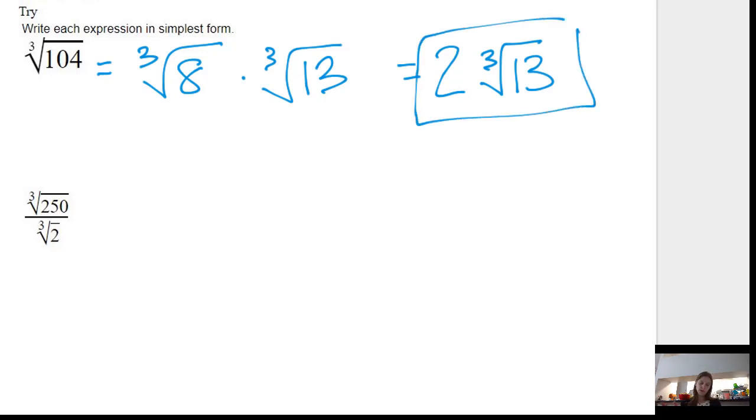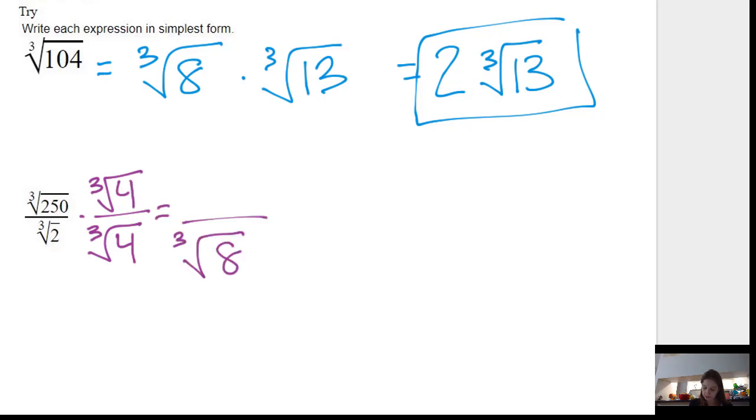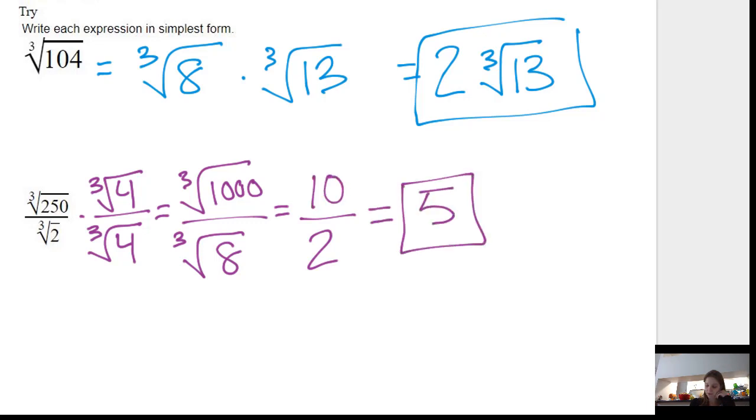Now I have the cube root of 250 over the cube root of 2. I know the cube root of 8, so let me multiply both the numerator and denominator by the cube root of 4, because then I'll end up with the cube root of 8 and the cube root of 1000. Cube root of 8 is 2. The cube root of 1000, well, actually 1000 is a perfect cube of 10, and 10 divided by 2 is 5. So that is the simplified form of the cube root of 250 over the cube root of 2.